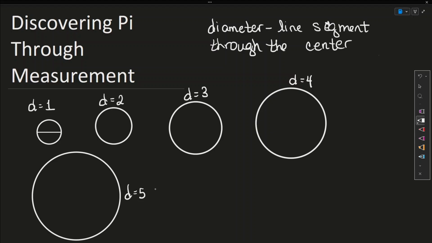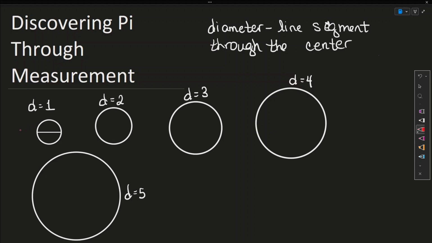The next step, we want to measure the circumference, the distance around the edge. That's a little bit trickier. We can do this with flexible tape measures, or we can use string that we wrap around, mark, and then measure it with a ruler. But let's suppose we do want to measure each of the circumferences of these circles.